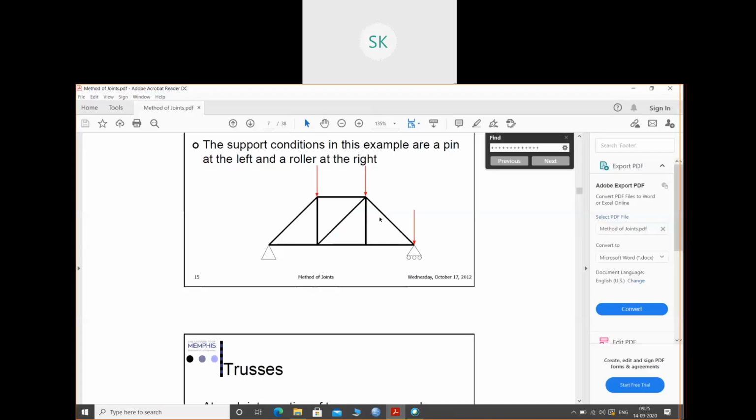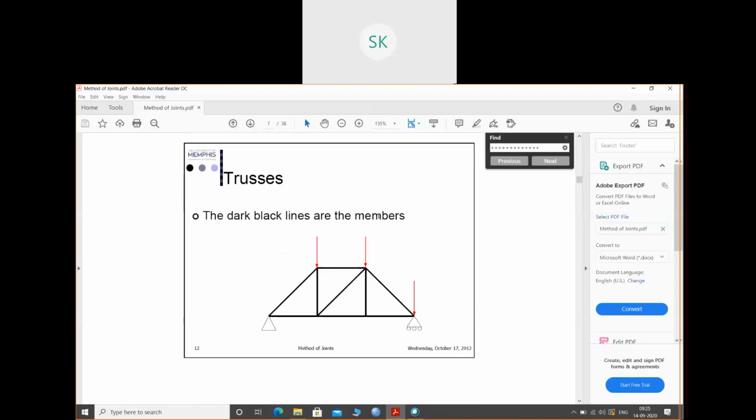Ma'am, can you explain from the first? The cursor is also not moving. From where the cursor is not moving? Wait. From the moment you started to explain this diagram. Okay. Now which diagram is showing you?